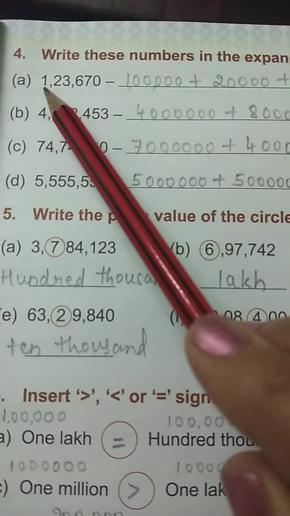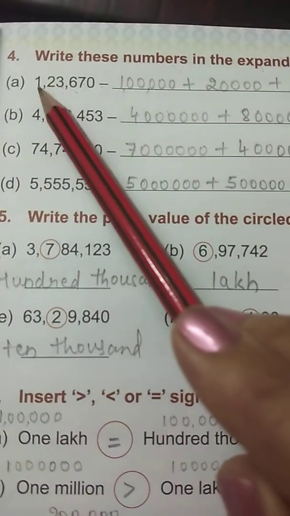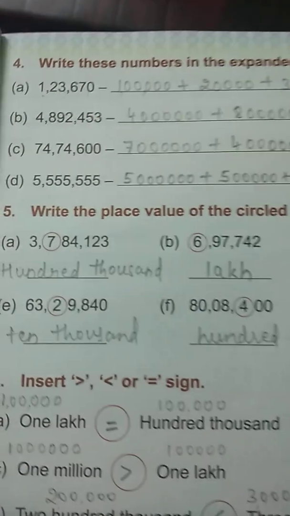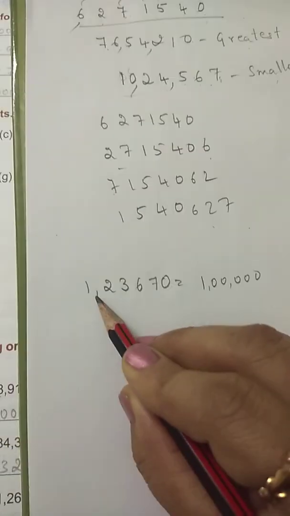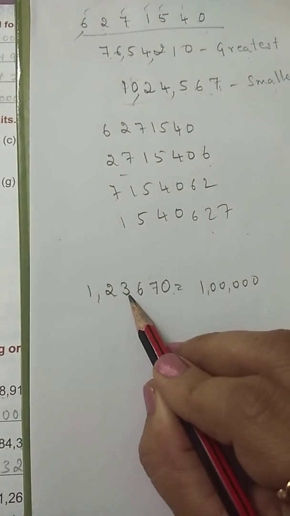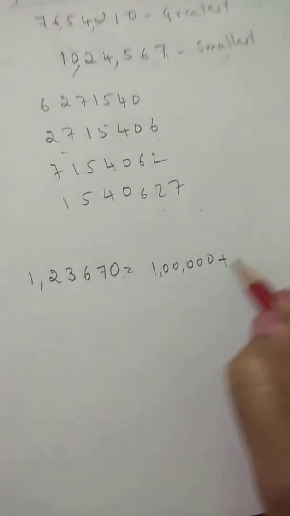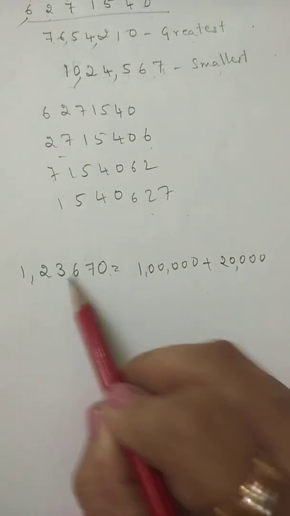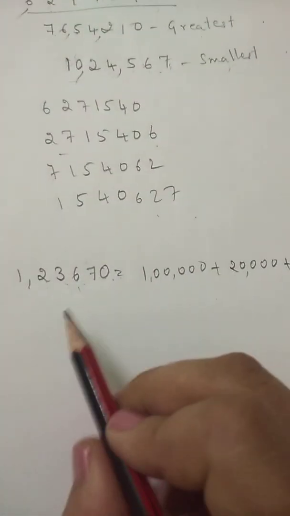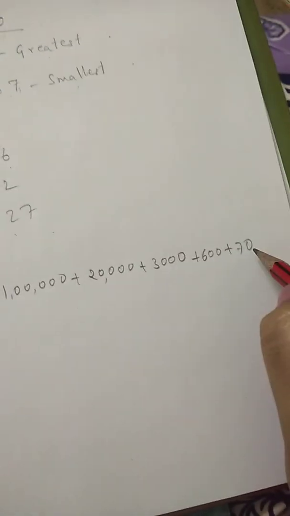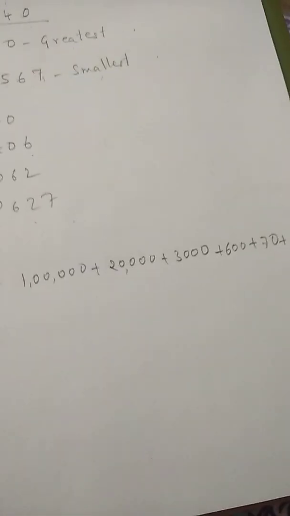1,23,670 is there. So in expanded form, how do you write it? 1 lakh, then 23,000, so 20,000, plus 3,000, plus 600, plus 70, plus 6. Now let's go for the second one.